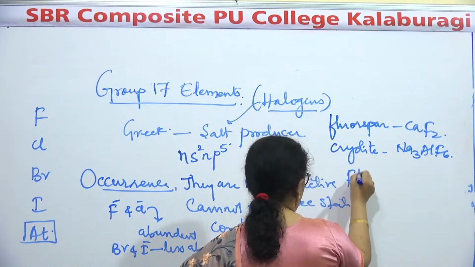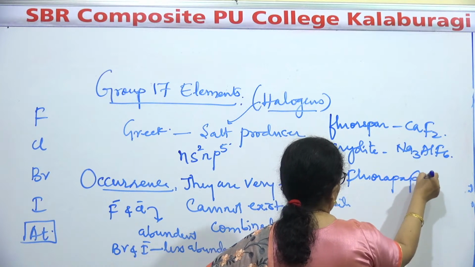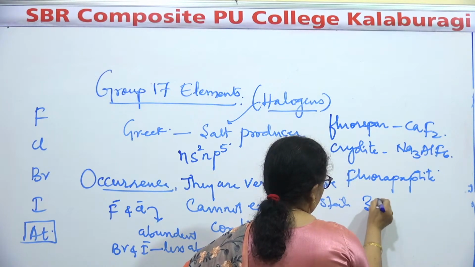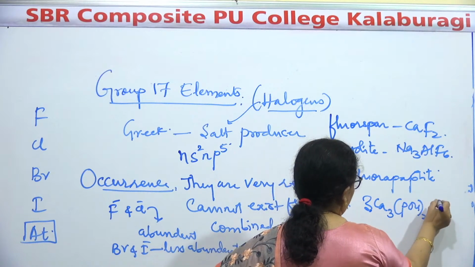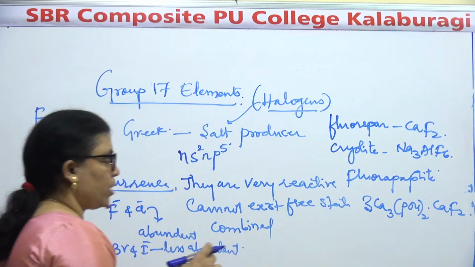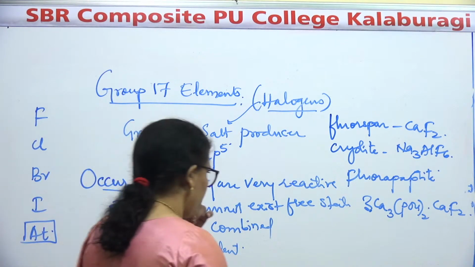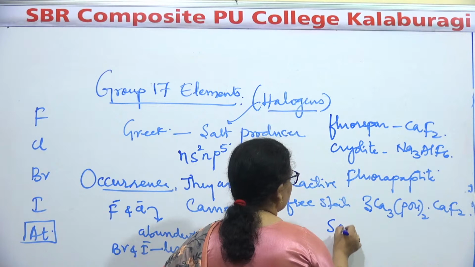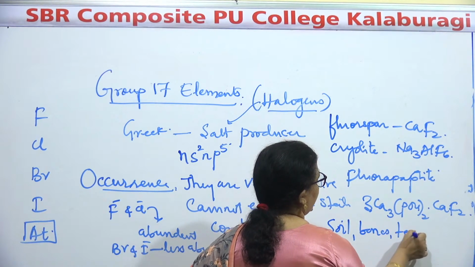Fluorapatite, calcium phosphate, Ca3(PO4)2 along with calcium fluoride. So it means that these exist in the combined state because they are very reactive. Even they are present in soil. They are present in bones, teeth, etc.